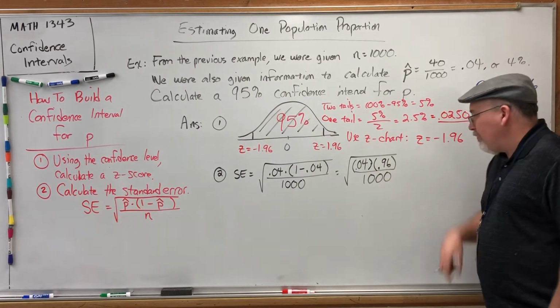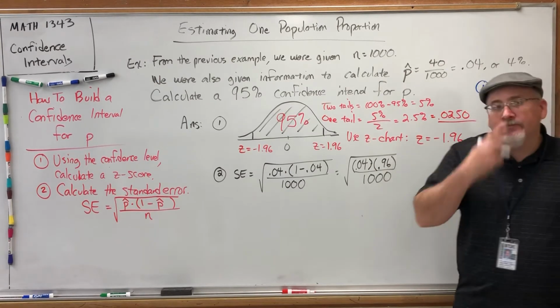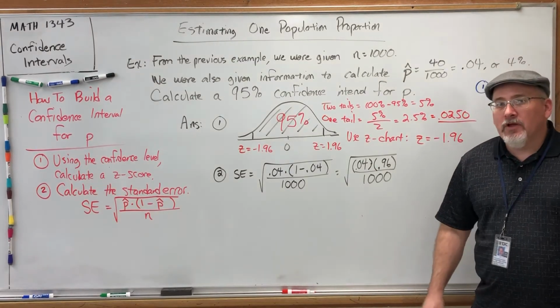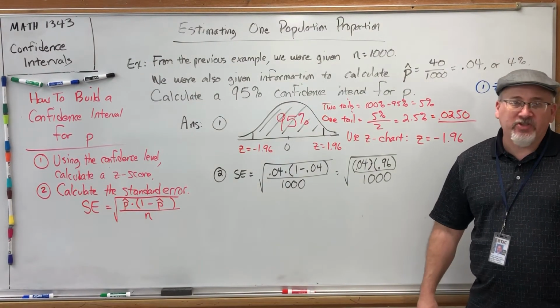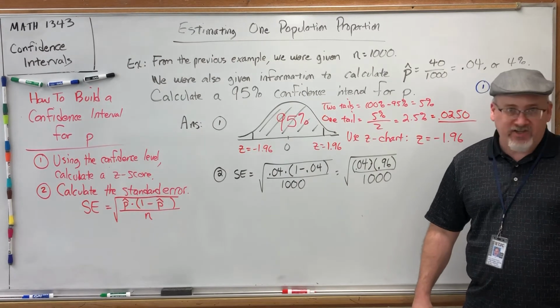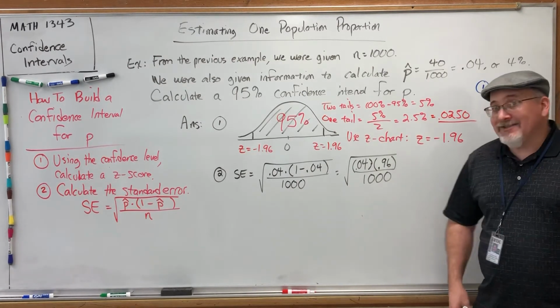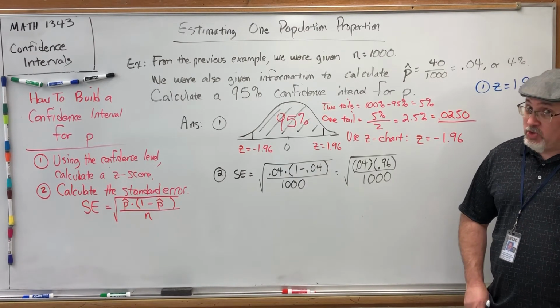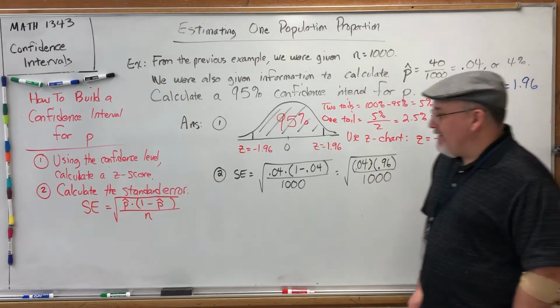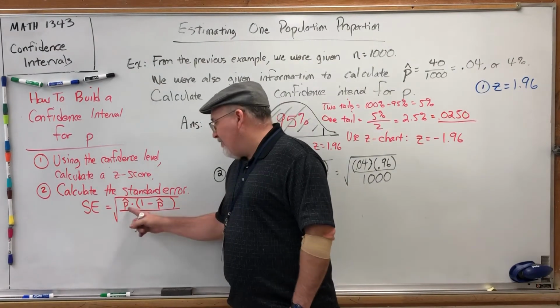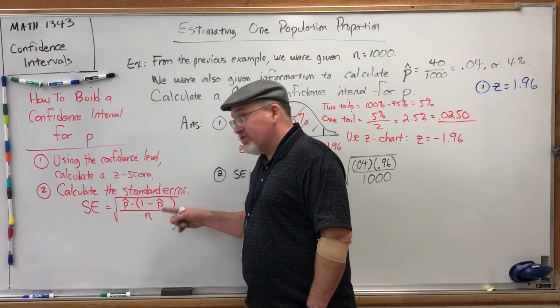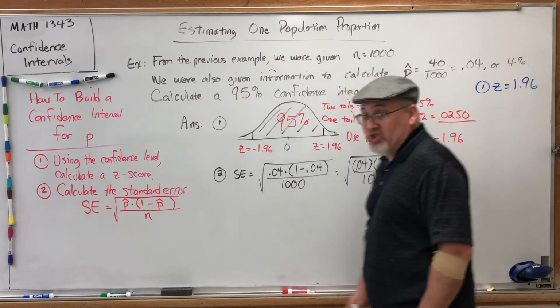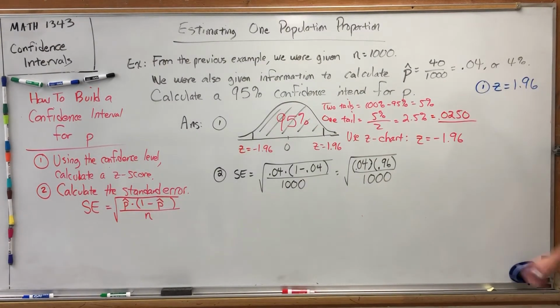By the way, do you know what the 0.96 represents? Think about it. The 0.04 was the percent of the mosquitoes in the sample that did have the West Nile virus. The 0.96 represents the 96% that don't. So really, this is the percent that have the characteristic in a sample, and this is the percent that don't have that characteristic. All right, so all this goes into a calculator.